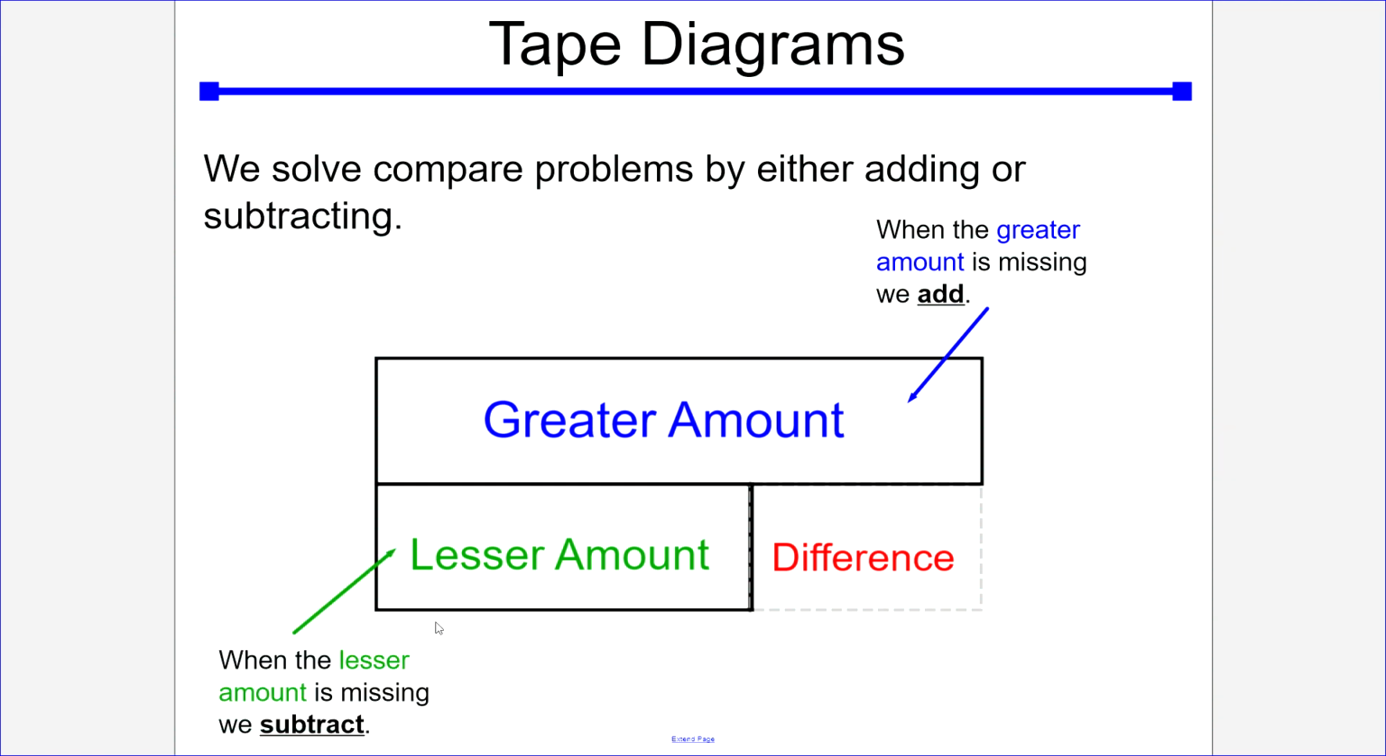When the lesser amount is missing, we subtract. The greater amount minus the difference will equal the lesser amount. Finally, third grade, when the difference is missing, we also subtract. The greater amount minus the lesser amount equals difference. It's going to be important, third grade, that you remember how to solve these problems. Once you go to all that work of identifying the greater amount, lesser amount, and difference in the story problem, you have to know what to do to find the missing information.